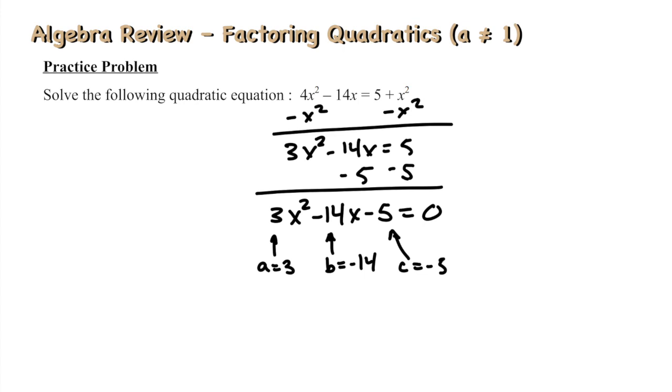So now you have to ask yourselves, a times c equals negative 15. What 2 numbers multiply to negative 15 but add to negative 14? And your 2 numbers should be 1 and negative 15. They multiply and equal negative 15. They add and equal negative 14. And we're going to use that to split the middle term.